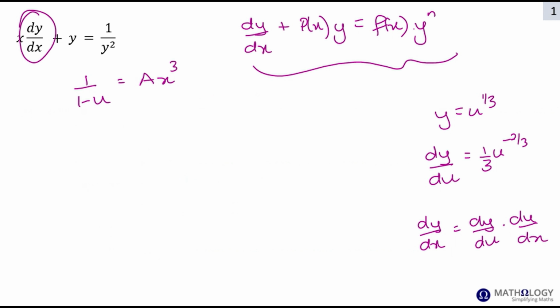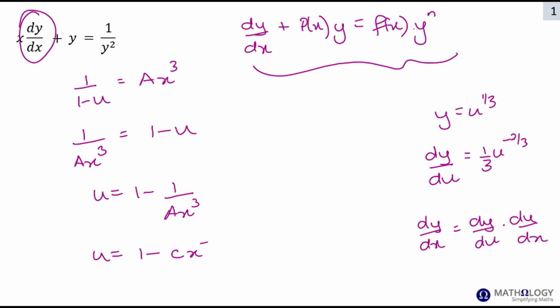Okay, so just going to make u the subject of the formula now. So we'll have 1 over ax cubed equals 1 minus u, and then u equals 1 minus 1 over ax cubed, which we're going to write as 1 minus 1 over a. Really, we can just call it another constant. Let's just call it c. And then 1 over x cubed is x to the minus 3. This is just a neater form.